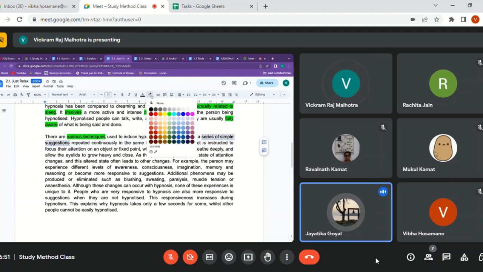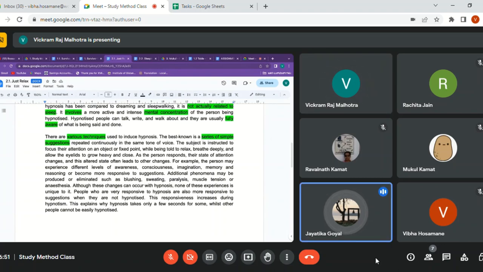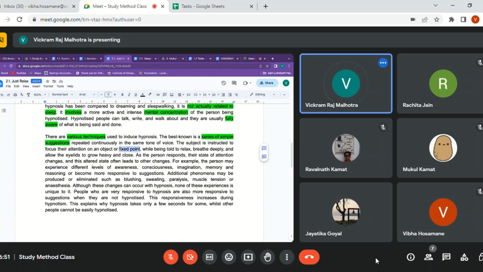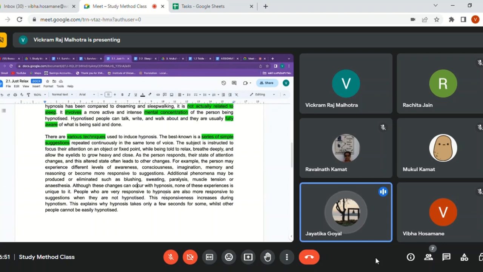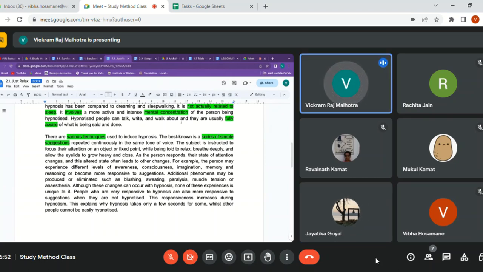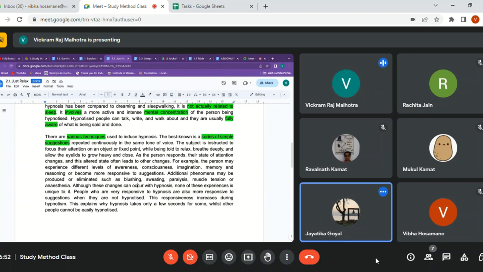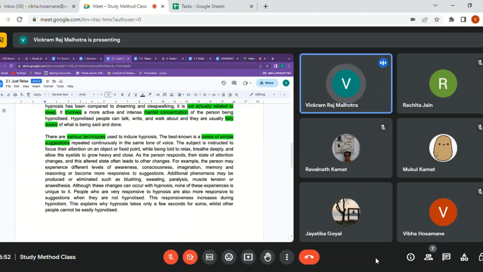Then? The subject is instructed to focus their attention on an object or fixed point while being told to relax, breathe deeply, and allow the eyelids to grow heavy. As the person responds, their state of attention changes, and this altered state often leads to other changes. Often leads to other changes. Okay, but what is this? What leads to other changes? Altered state, yes.